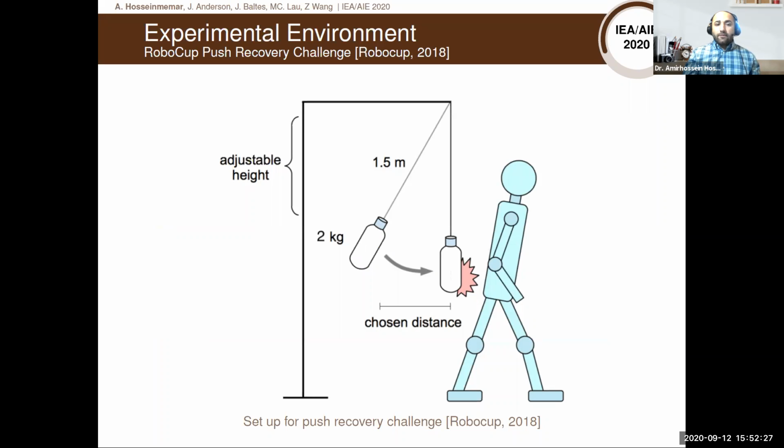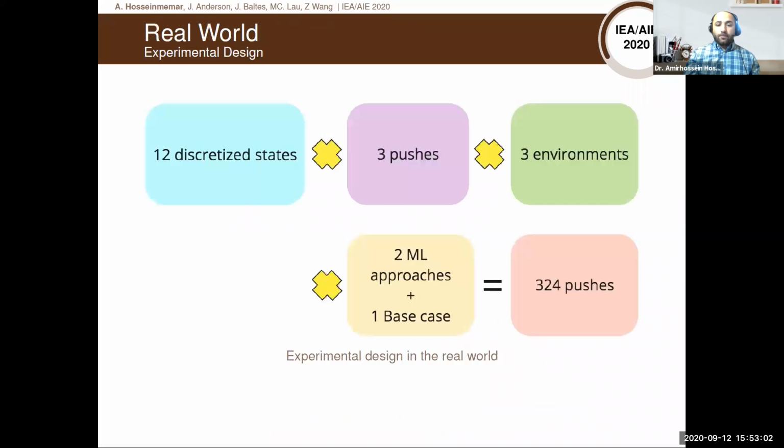So we have adapted the experimental environment from RoboCup Push Recovery Challenge from 2018, and you can see that the robot is doing the walk, and a bottle of water with the weight of 2 liter is released from a distance which is minimum 30 centimeter, and then the robot needs to balance itself, and the robot does not know actually where and when the push is coming from.